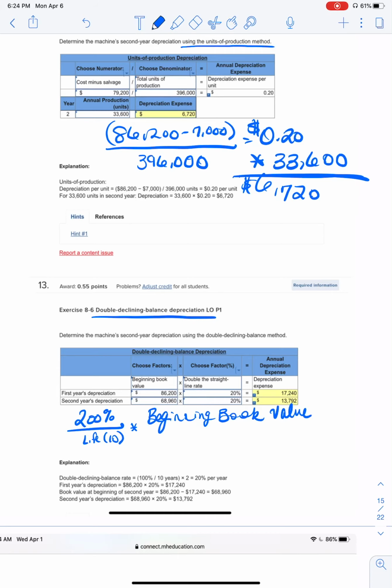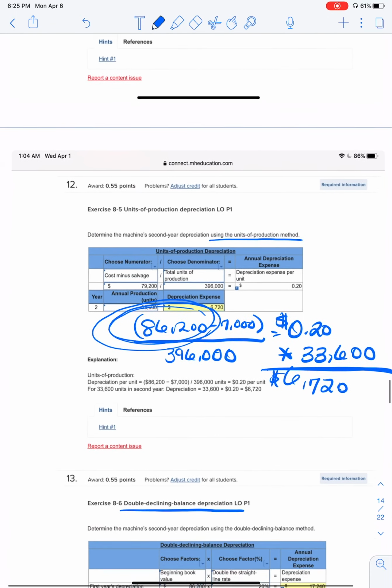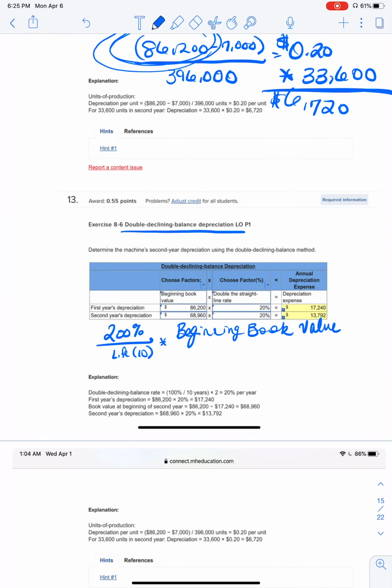So in the first year, it told me the cost was $86,200. So I can just use that full $86,200. So I'll take $86,200 times 200% divided by 10. And this right here will come out to 20%. So 86,200 times 20%. And that comes out to $17,240 for depreciation expense in the first year.